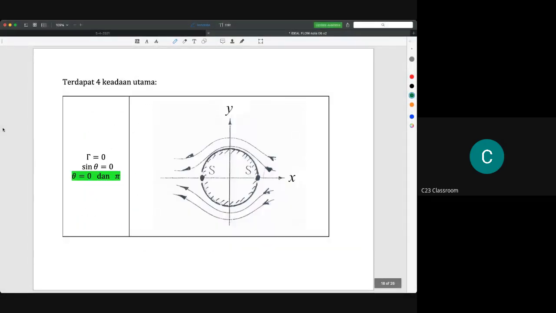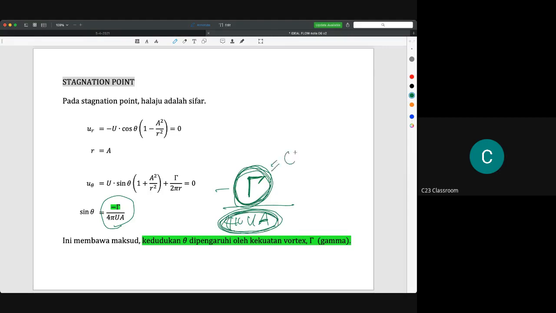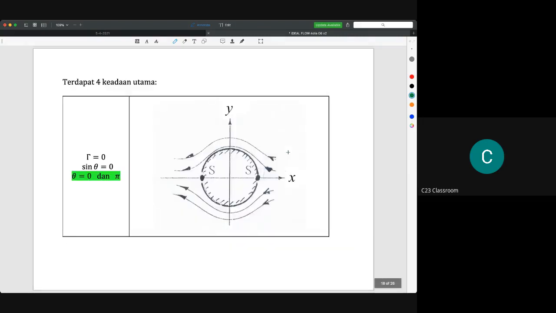Oleh itu, jika kita melihat dalam rumus ini, kita dapati bahawa nilai gamma di sini mempunyai 4 keadaan. Iaitu kalau kita lihat gamma per 4 pi UA, kita boleh kata gamma mungkin lebih kecil daripada nilai di bawahnya. Gamma mungkin sama dengan nilai di bawahnya. Gamma mungkin lebih besar daripada nilai di bawahnya. Dan juga gamma mungkin sama dengan kosong. Jadi kita lihat keempat-empat keadaan tersebut.